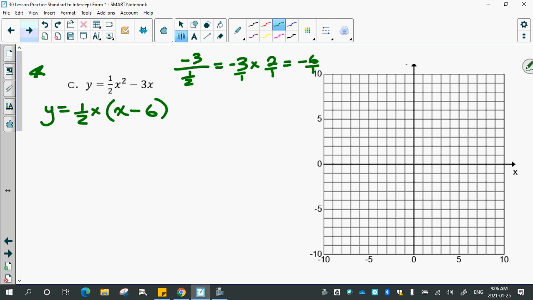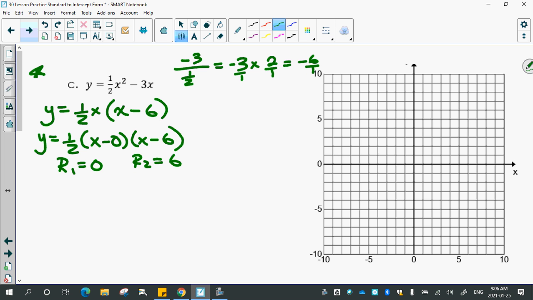Now we want to exaggerate it so it looks like intercept form with the 2 brackets instead of just 1 bracket. So x becomes x minus 0. And now we put it in intercept form. So now you should be able to read off what the 2 x intercepts are. So R1 is 0, and R2 is 6. And then I'm going to put those on my graph. 0 and 6.